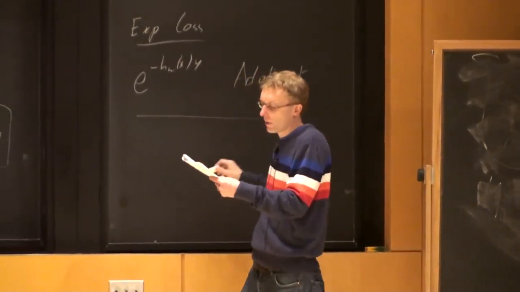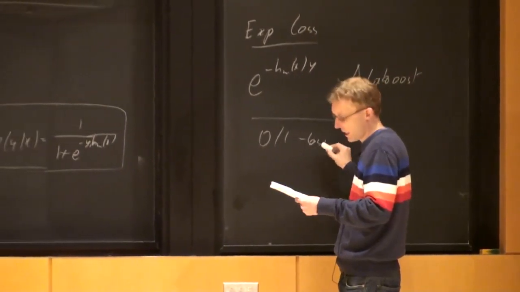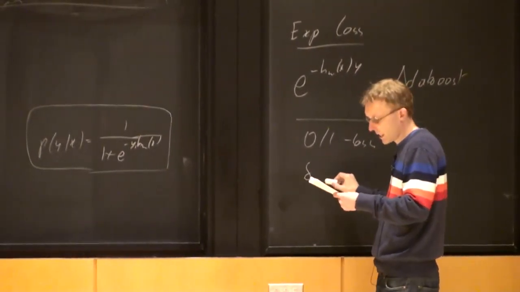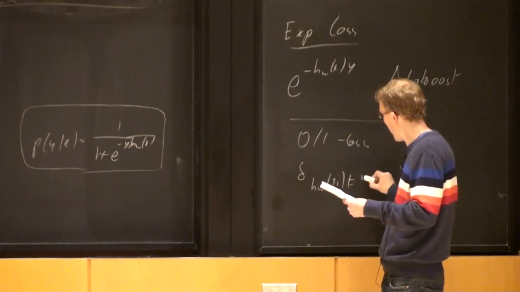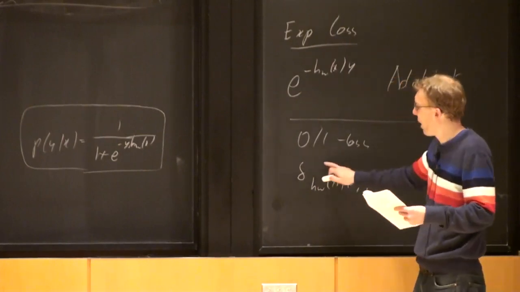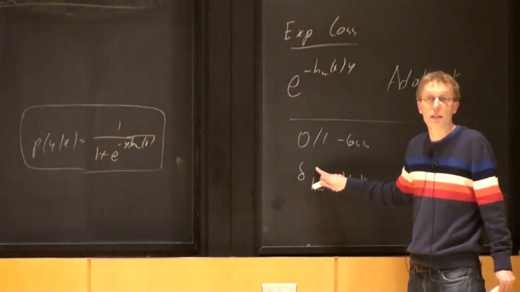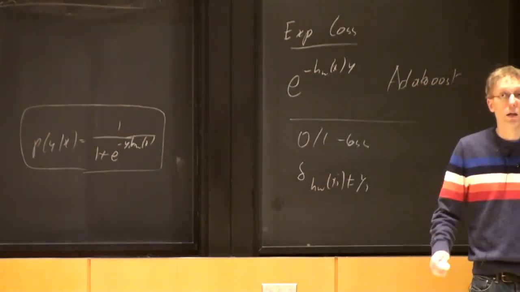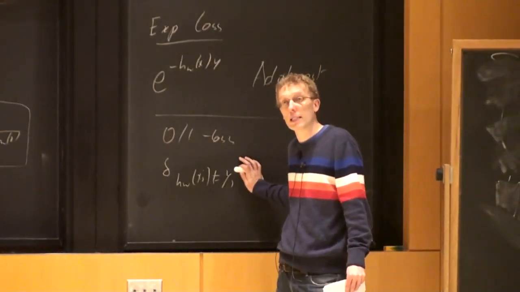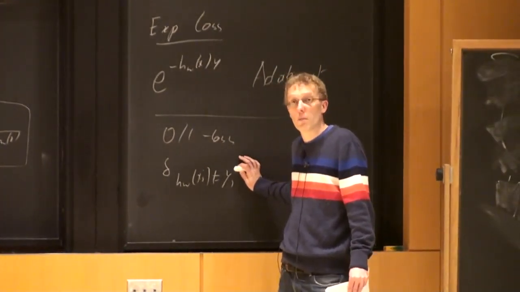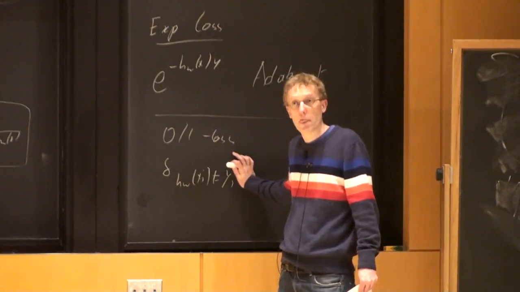The final loss function is one that we've already seen, the 0,1 loss. You all know this one. This is delta of hw of xi does not equal yi, and that's just a 1 or a 0. It's the function that basically defines the training error. In practice, you cannot minimize it, but it's still important because that's typically how we measure the training error.